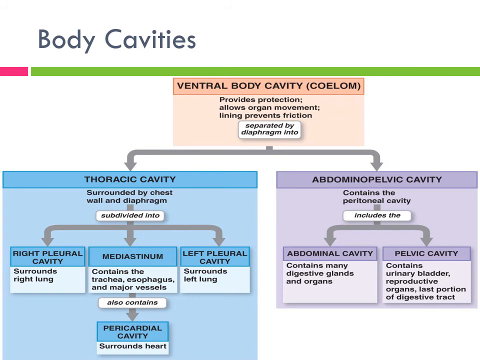On the other side, we have the abdominopelvic cavity, which contains the peritoneal cavity. This includes the abdominal cavity, which has digestive organs mainly, and the pelvic cavity, which has the bladder, reproductive organs, and the very last portion of our digestive tract. So when we do our pig dissection this week, we're going to be looking at all of these different cavities and how you can see the separation between each of these cavities within the body.